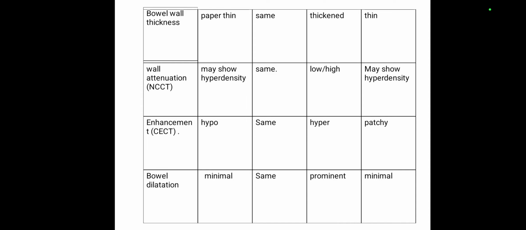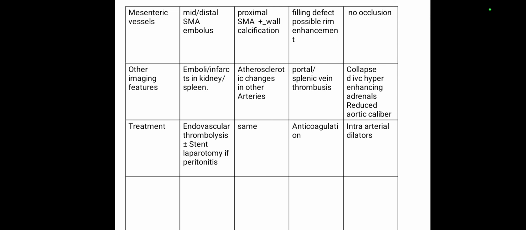And bowel dilatation is prominent in venous thrombosis. Non-occlusive mesenteric ischemia is just like arterial only. When you look into the vessels, in case of an embolus, SMA embolus, we could find it mostly in the middle or distal segment of the SMA, whereas in case of the thrombotic, mostly it is involving the proximal part of SMA.